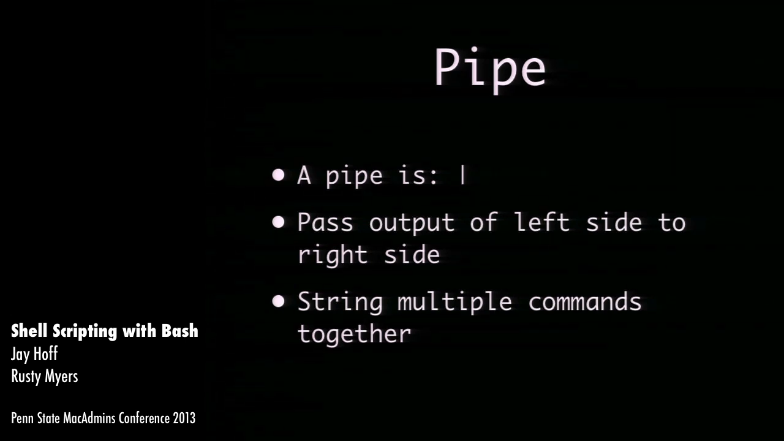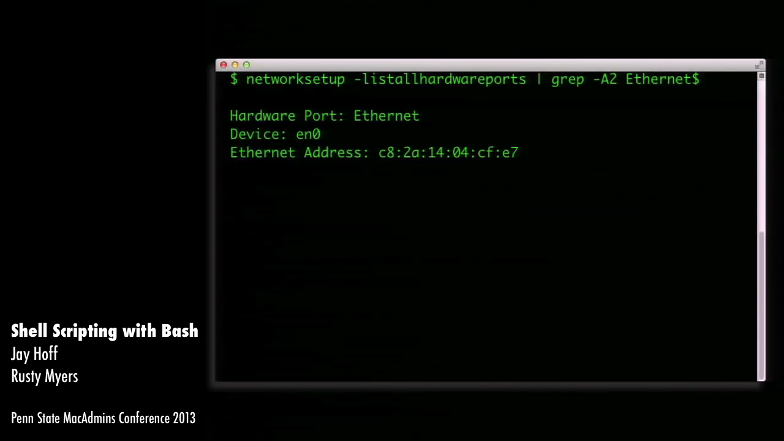All right? So we do that simply by doing, for example, networksetup -listallhardwareports. We know that will give us a lot of information. So we say, no, we're going to take that output, we're going to send it into grep, and we're going to say, give me everything that matches with an ending of Ethernet and the 2 lines that follow it. So any line that ends with the $, anything that ends with Ethernet, give me that line followed by the next 2 lines after it.